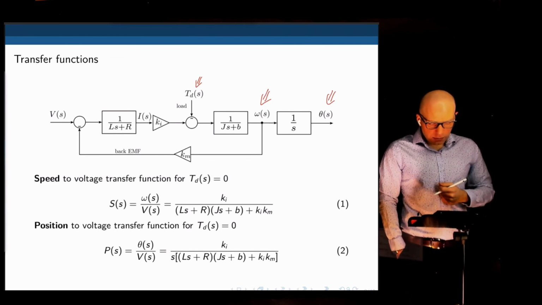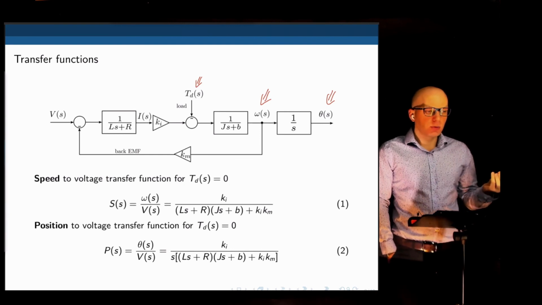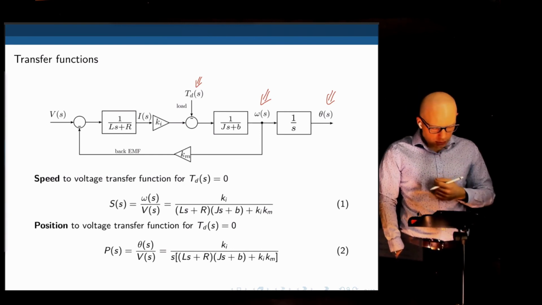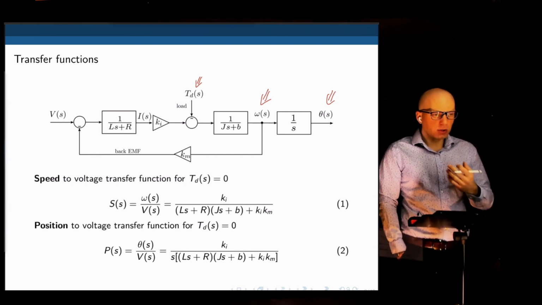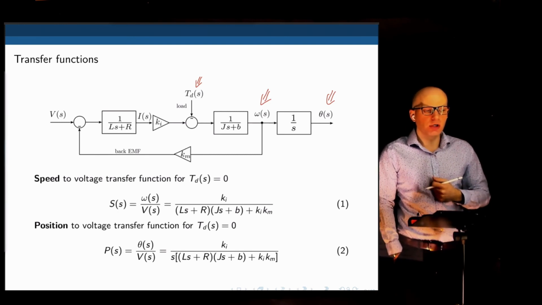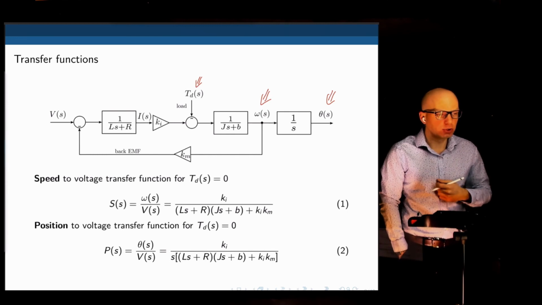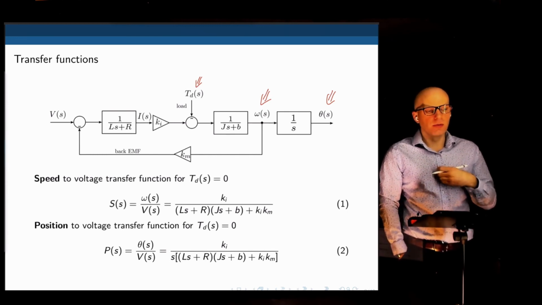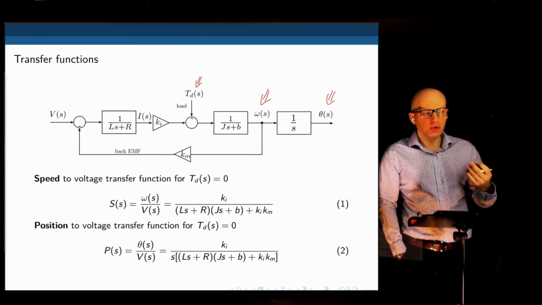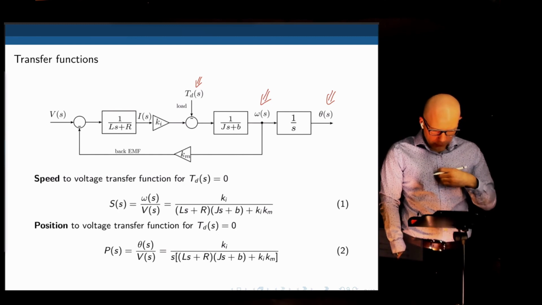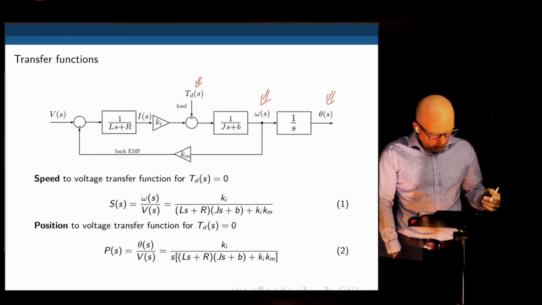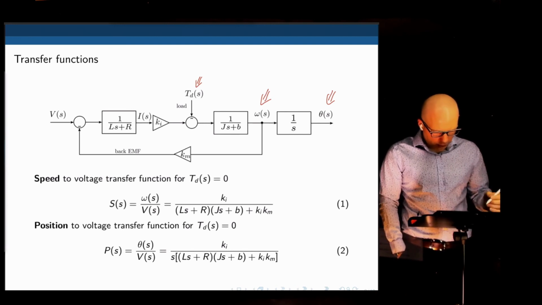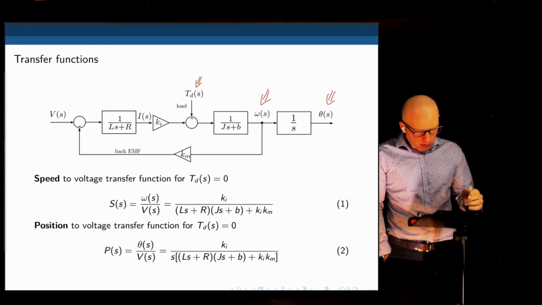Let's start with the speed transfer functions. If you are interested in the relation between the speed and the input voltage, we can simply set the disturbance torque to 0, calculate the closed loop transfer function, and that gives equation 1. This is from control systems. You should all be familiar with this at this point, so I'm going to skip the derivation here because it is very trivial. That's the speed to voltage transfer function.